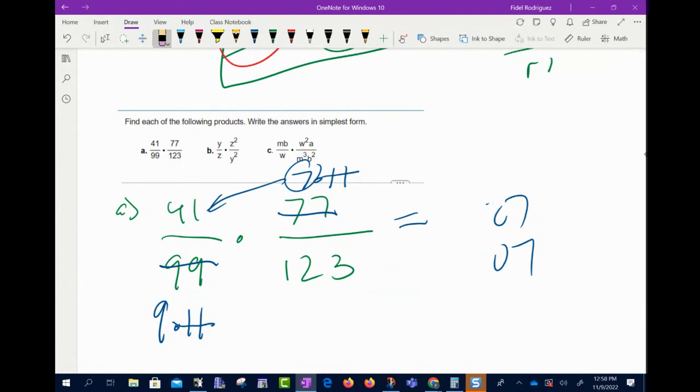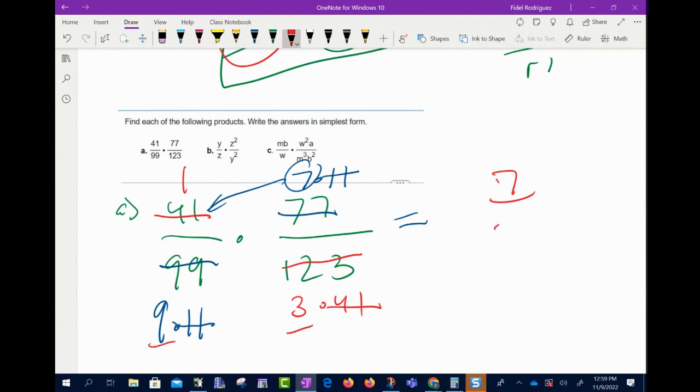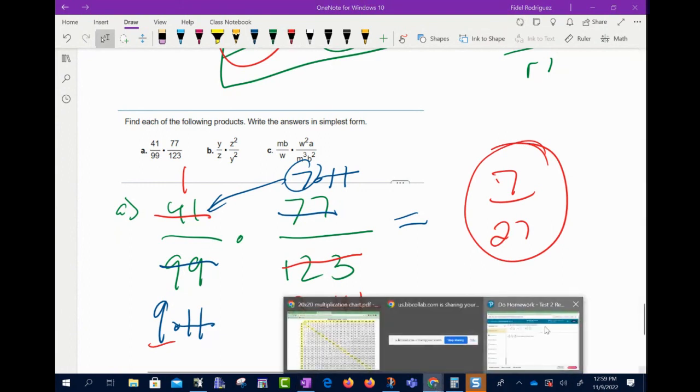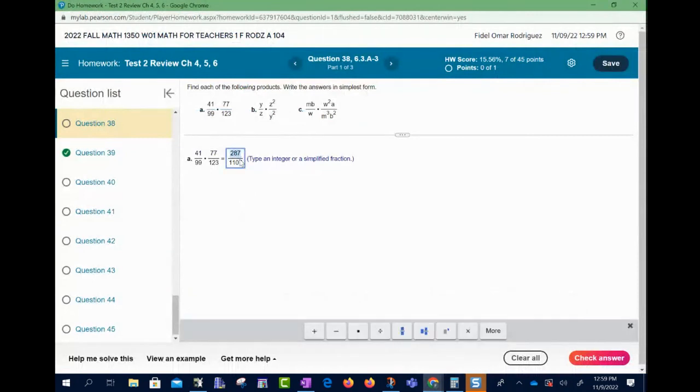This is what I would tell my students. I didn't see this. 123 is really 3 times 41. So that 41 and that 41 are going to cancel, so there's a 1 there. So 1 times 7 is 7, and 9 times 3 is 27. So that's what I should end up with: 7 over 27. There we go. I didn't see that. So right here, let's fix this. 7 on the top.